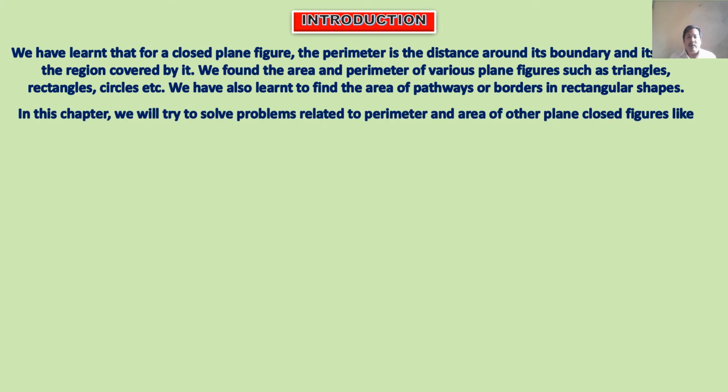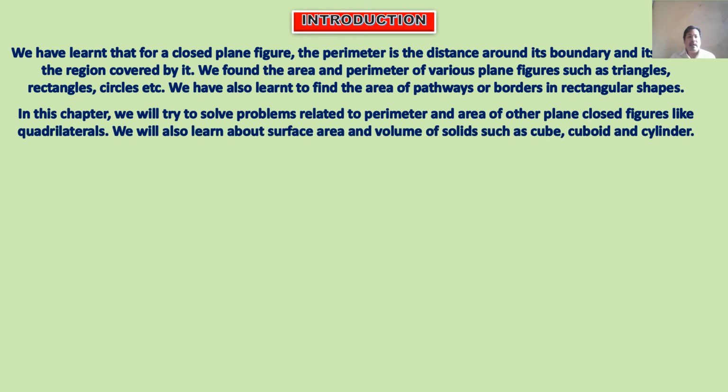In this chapter, we will try to solve problems related to the perimeter and area of other plane closed figures like quadrilaterals. We will also learn about surface area and volume of solids such as cube, cuboid, and cylinder, as the latter part of the chapter.